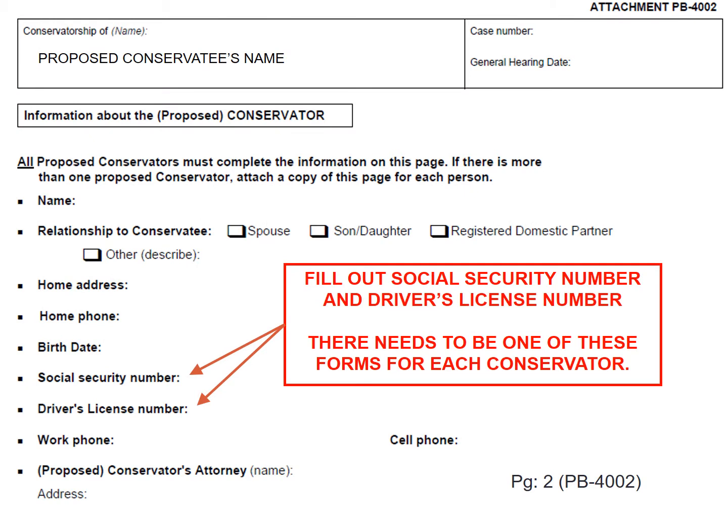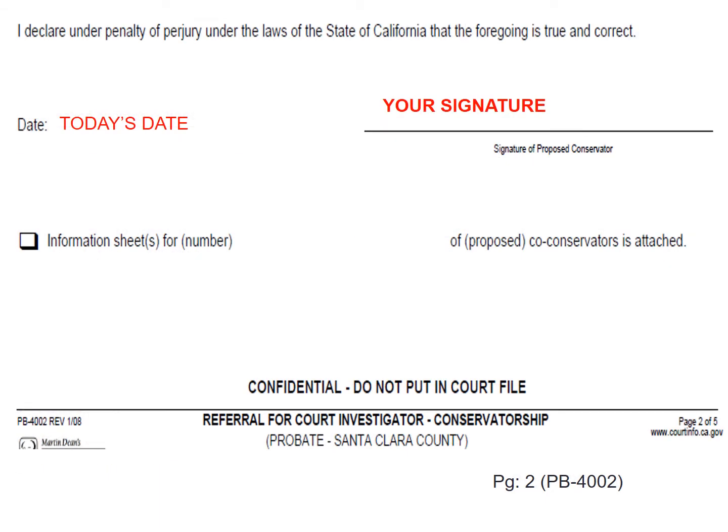There should be a page 2 of Form PB-4002 filled out by each conservator. Their name, contact information, social security number, and driver's license number should be listed on this page. At the bottom of page 2 of Form PB-4002, the conservator will date and sign their page 2.